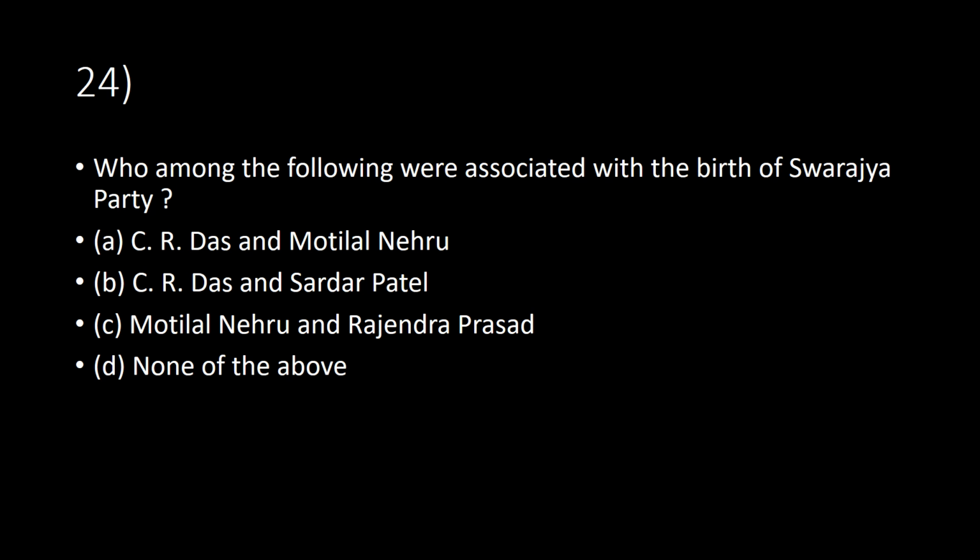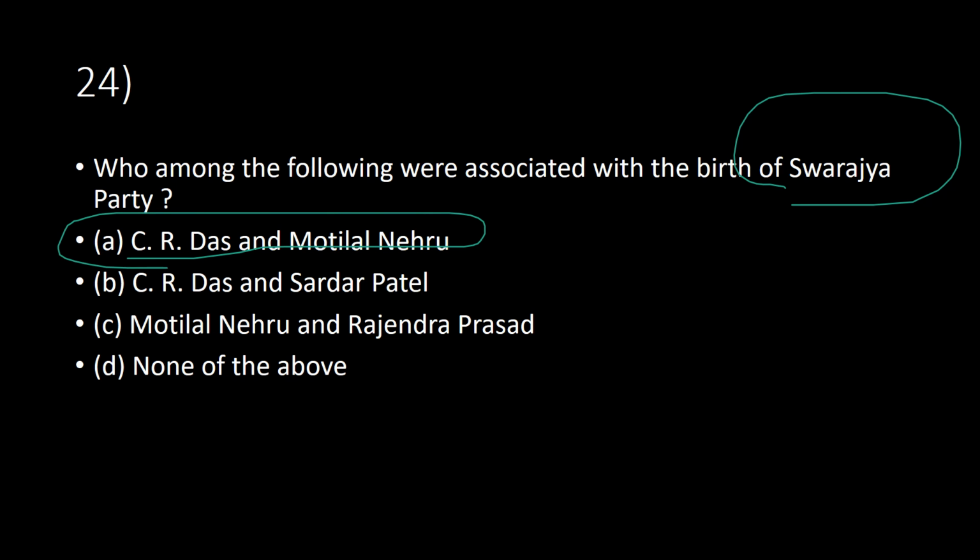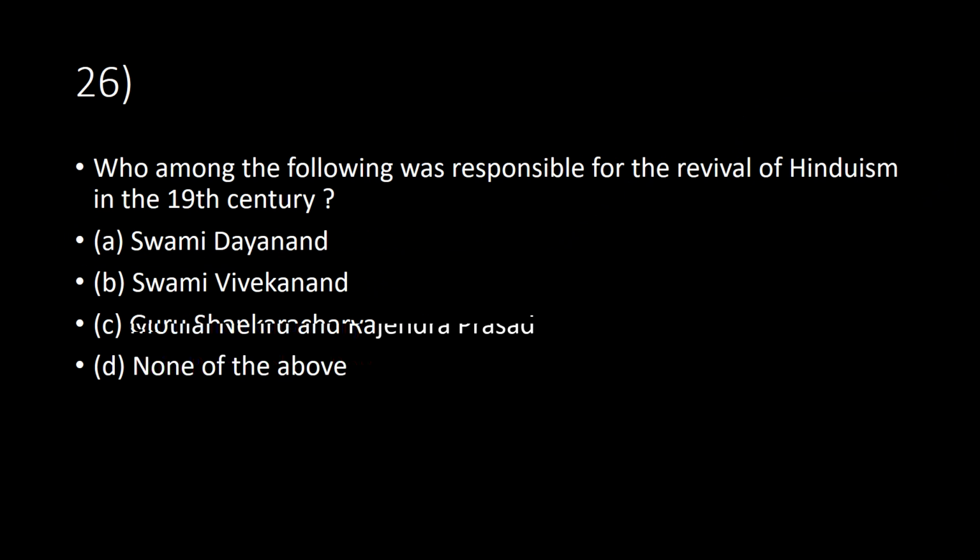So who among the following were associated with the birth of the Swarajya Party? So the Swarajya Party was mainly formed by C.R. Das and Motilal Nehru. So guys, these are very factual, and you still need to remember all these important words, because you might end up losing great marks if you don't concentrate on the little details and the names. Okay.